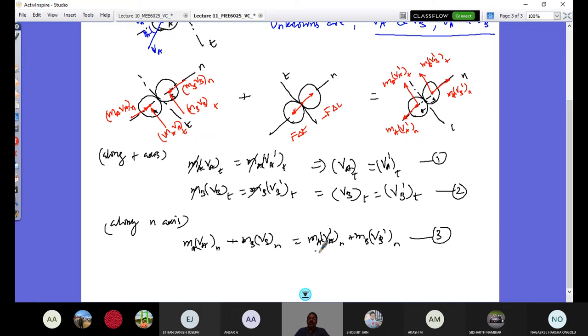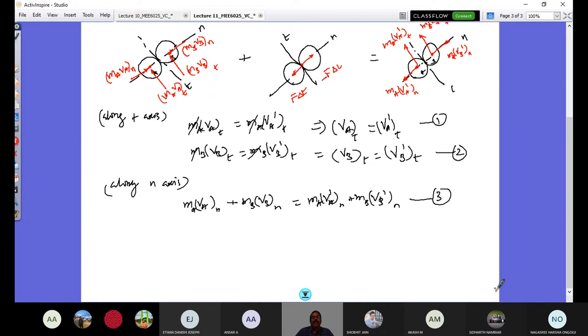So this VA dash component along the N direction, you understand this. So I get the third equation. I require one more equation to get that. One more equation is obtained with a similar analogy to what we looked at in the morning class, direct central impact.